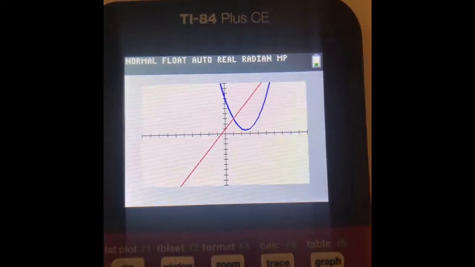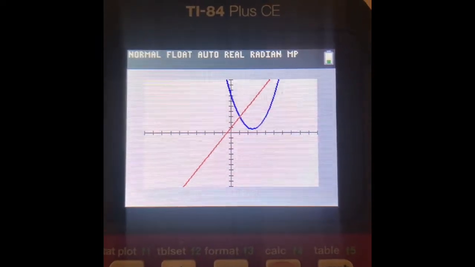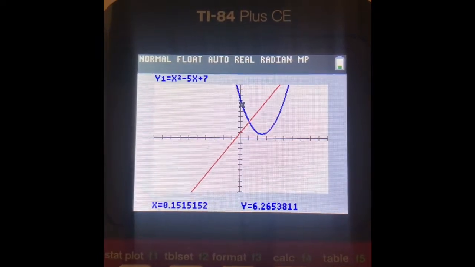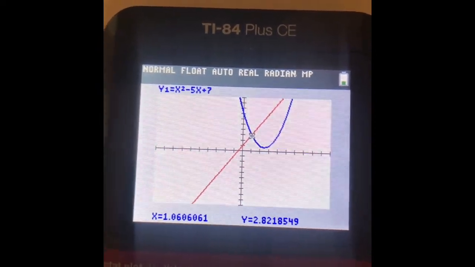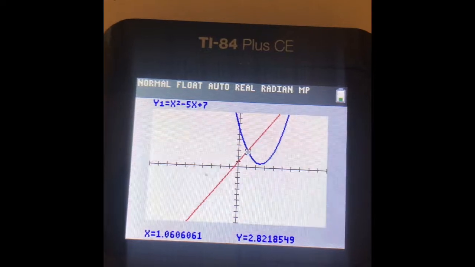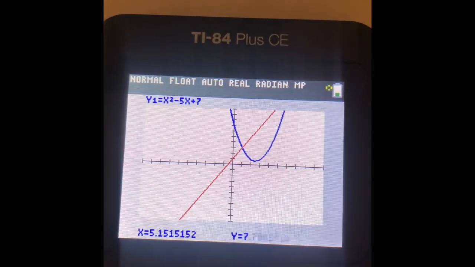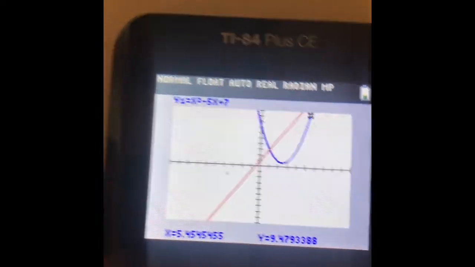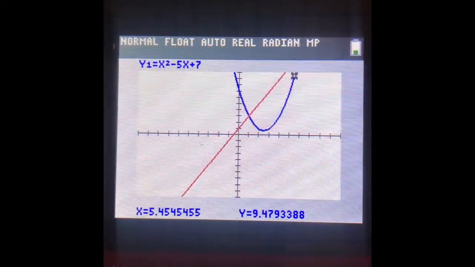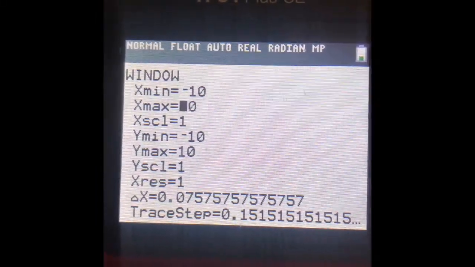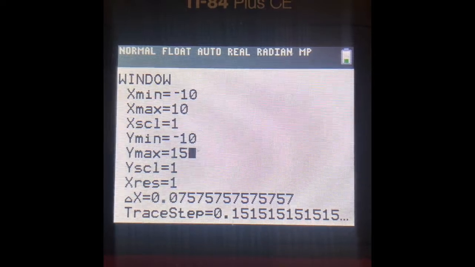So what we did in class on Monday and Tuesday is we learned about this trace button. So I'm going to go ahead and click that, and you'll see that we can kind of estimate the intersections. So it looks like it's probably 1, 3, right? The other one looks like it's up here, but unfortunately we can't see it, but there's a way to fix that. So remember, you go to Window, and it looks like we need more y value. So I'm going to go ahead and change the y max to like 15. And we'll see if that works.